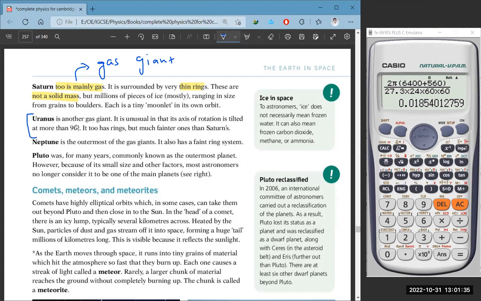Let's read from Uranus. Okay. Uranus is another gas giant. It's unusual in that its axis of rotation is tilted at more than 90 degrees. It too has rings, but much fainter ones than Saturn.